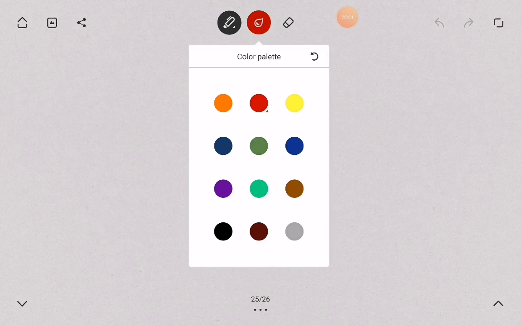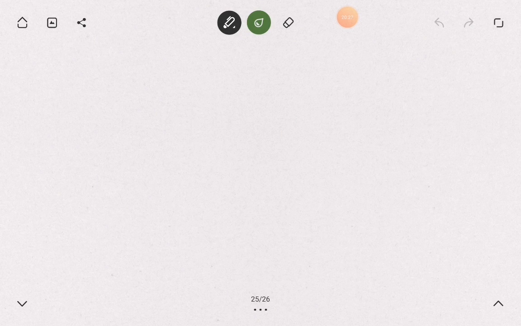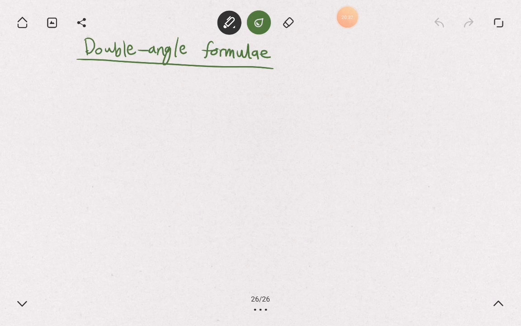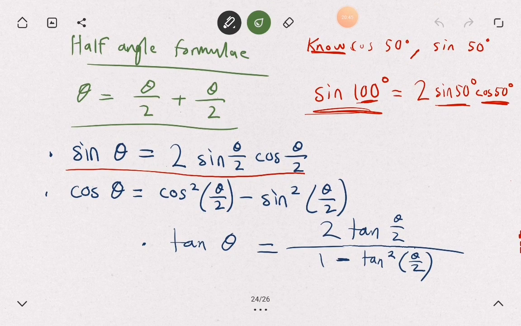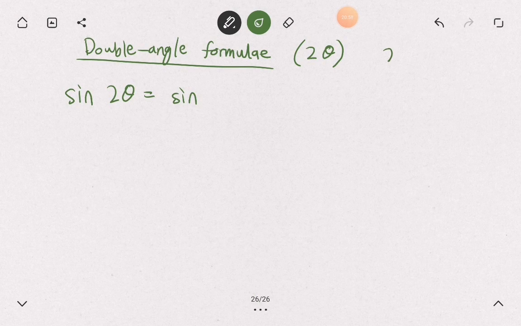Next, I'm not going to go too long. Double, wait, did I write it somewhere else? Okay, I wrote it here. Double angle formula. Same thing. Sine 2 theta is, so double angle formula is for 2 theta. The half angle formula is for theta. Basically you break theta into theta over 2 plus theta over 2. Double angle formula is basically breaking 2 theta into theta plus theta, right?